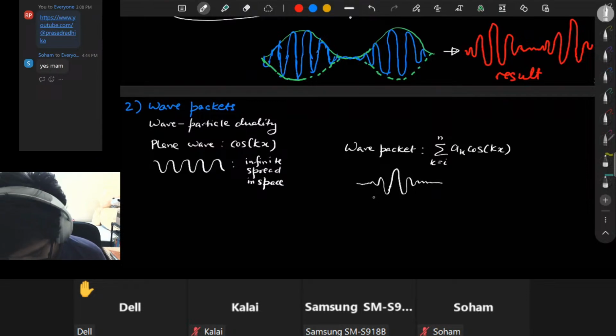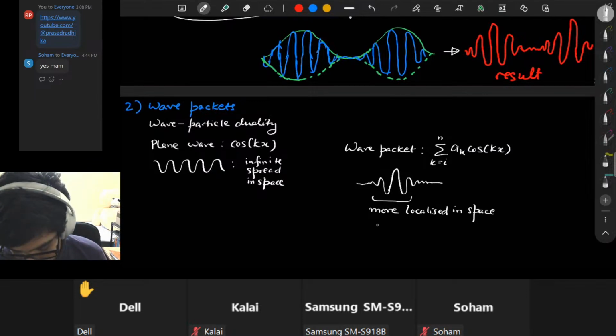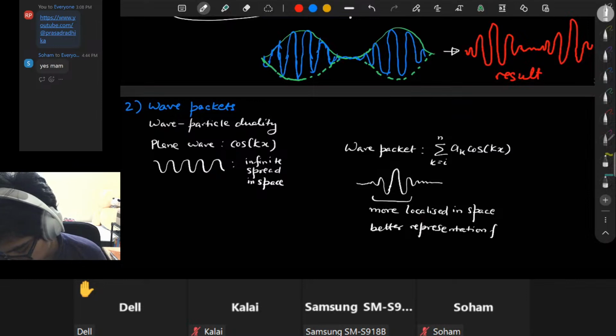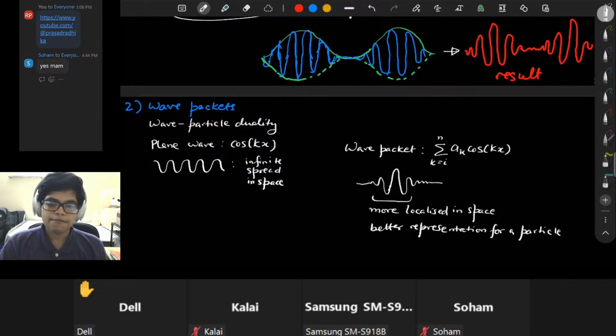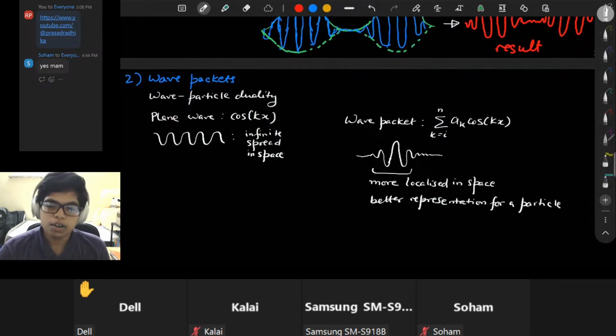So this is much more localized. You see, much more localized in space. So this wave packet is a better representation for a particle. Whereas a plane wave does not really represent a particle well enough because it extends to infinity, a particle will be much more localized, so you would use a wave packet to describe the nature of a particle.